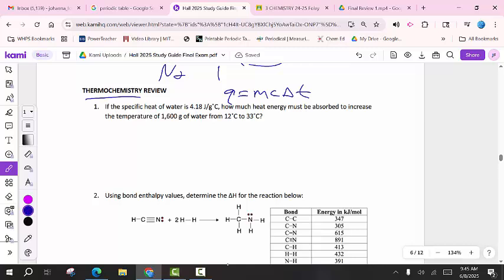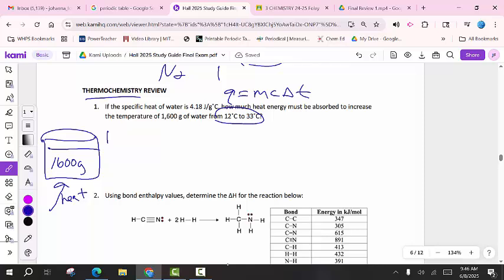So what we're doing is we have a sample of water here. And the amount of water is important. They say that we have 1,600 grams of water. What we're doing is we're adding heat to the water so that the temperature goes up. So if it goes from 12 to 33, that's a difference of 21 degrees Celsius. We want to raise the temperature by 21 degrees Celsius, and it's asking how much heat would be needed.